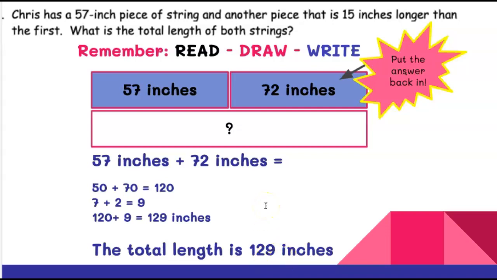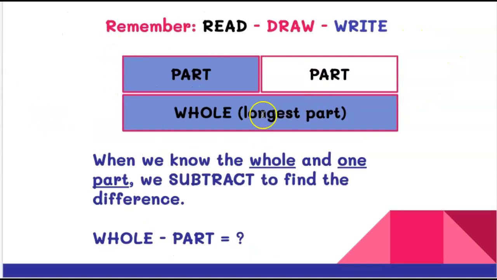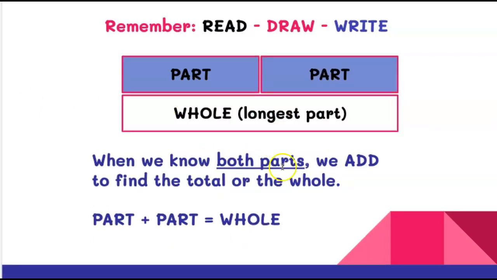Okay, that's all we have today. I want you guys to remember the strategies. Read, draw, write. When you're drawing, I want you to be really careful to make tape diagrams that show parts and wholes. If you have the whole and one part, we subtract. If you have both parts, we add. You have 3 word problems today for your worksheet that are pretty similar to the ones that I did. So if you're struggling, always go back to the video and watch again.